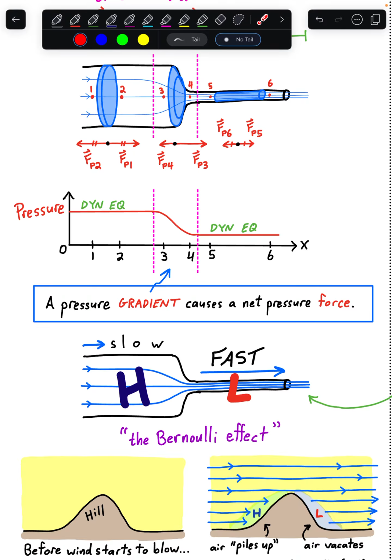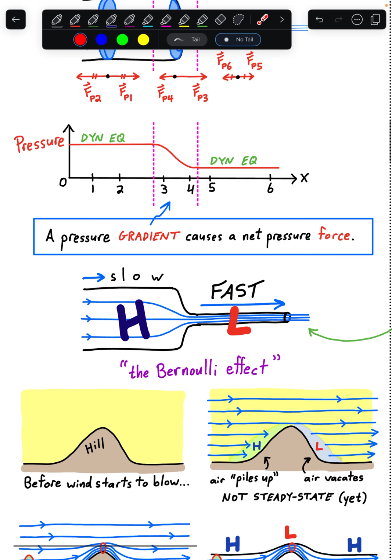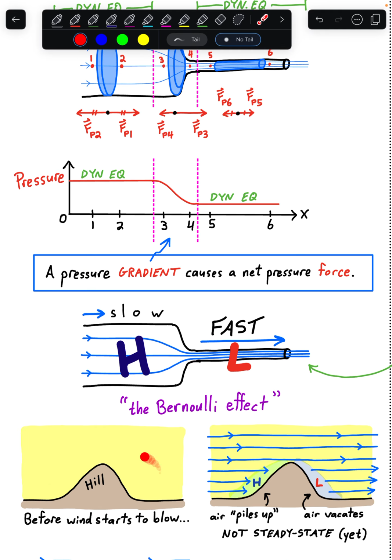All right, so let's look at an application of this Bernoulli effect. Imagine that we've got here a hill, and the yellow is just the air above the hill. And this is on a day before the wind starts to blow. But then here the wind starts to blow to the right. So with the wind blowing to the right, what's going to happen is at first the air blowing this way is going to run into that hill and sort of pile up at this hill here.